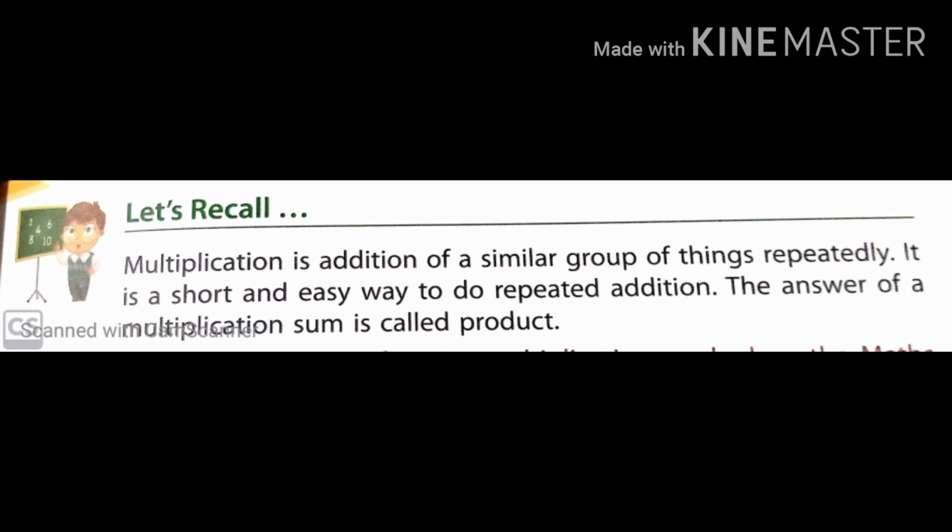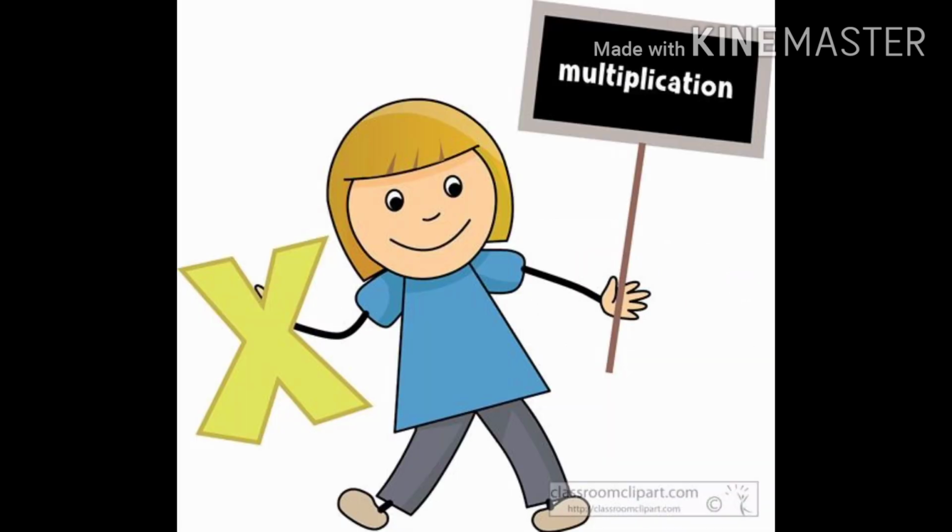Again, what is multiplication? Multiplication is addition of a similar group of things repeatedly. It is a short and easy way to do repeated addition. The answer of a multiplication sum is called product. This is the sign of multiplication.